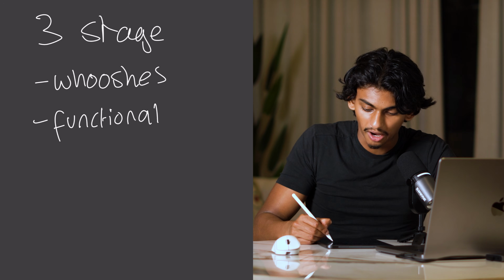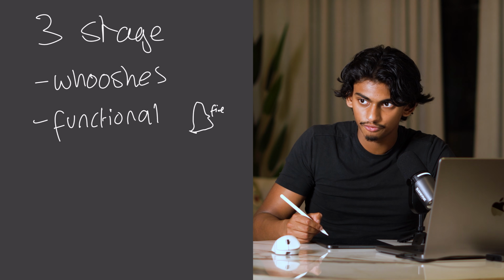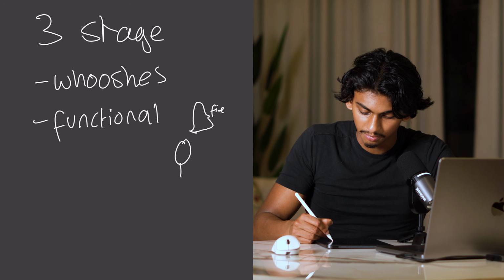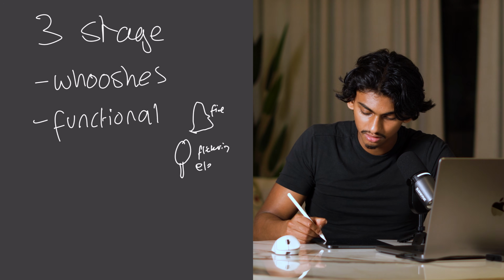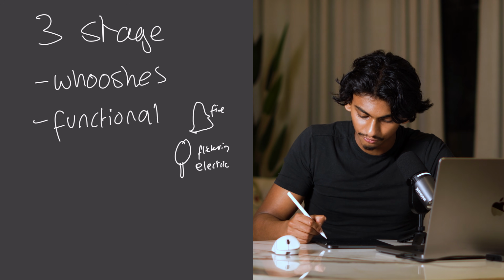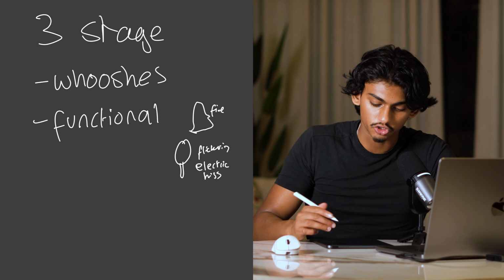If there's a fire on screen, you should probably put a fire sound effect. If you have a light being shown, like a light bulb, you should probably put a flickering light bulb sound effect, or maybe an electric hiss. Like that small hissing sound, like a 50 hertz sound, that might work quite well with the bulb being on screen. So those are functional sounds.